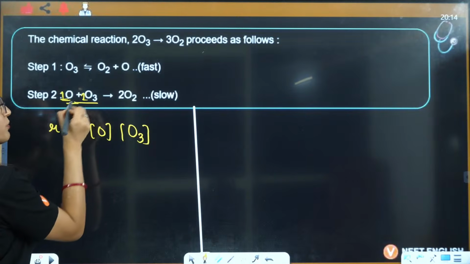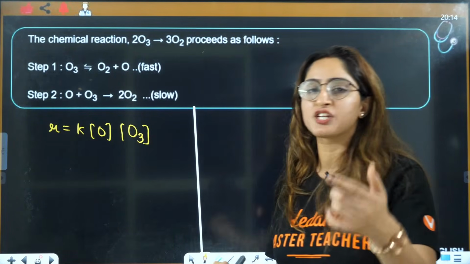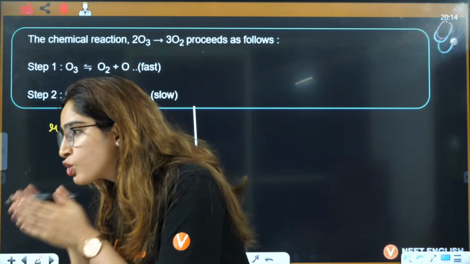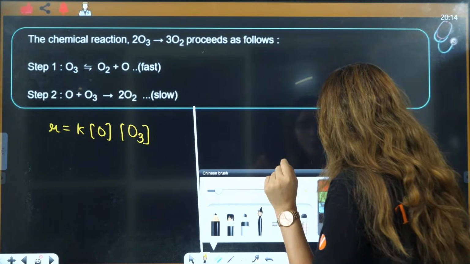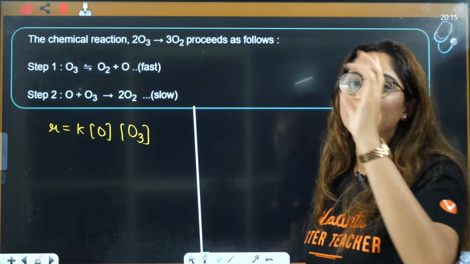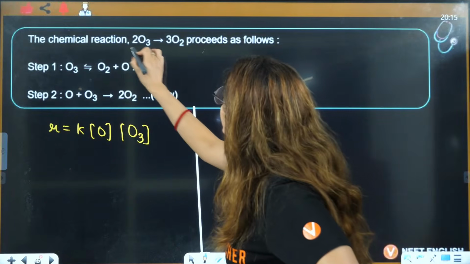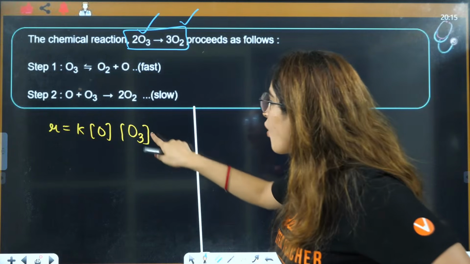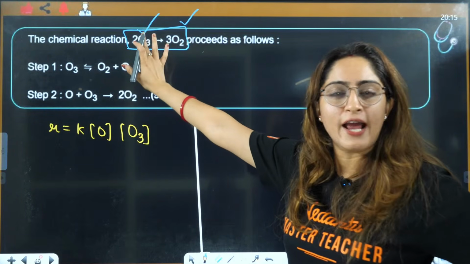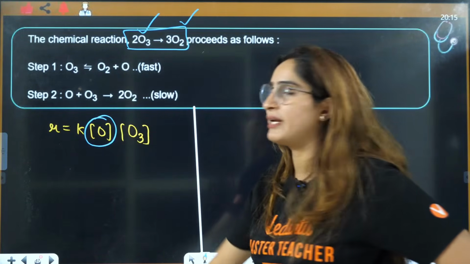Stoichiometry is 1, right? First step is to write down your rate of reaction in terms of the slowest step. Second, we have to substitute the intermediate. For that, you have to see which is the intermediate. In the overall reaction, you have O3 and O2. So O3 is there in the overall reaction, that is not the intermediate. But this is the intermediate here.